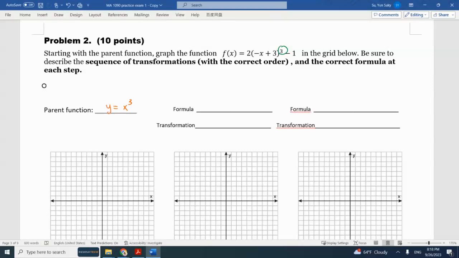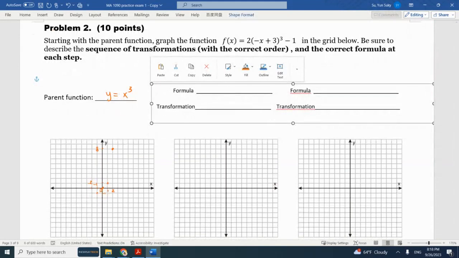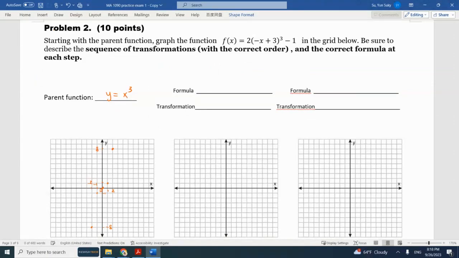X cubed, we have 5 key points. They are (0, 0), (1, 1), and (2, 8). 1, 2, 3, 4, 5, 6, 7, 8 here. And (-1, -1), (-2, -8). 1, 2, 3, 4, 5, 6, 7, 8. Minus 8. And we connect those points smoothly. Okay, let me make it look nicer. So connect them smoothly. This is the parent function.